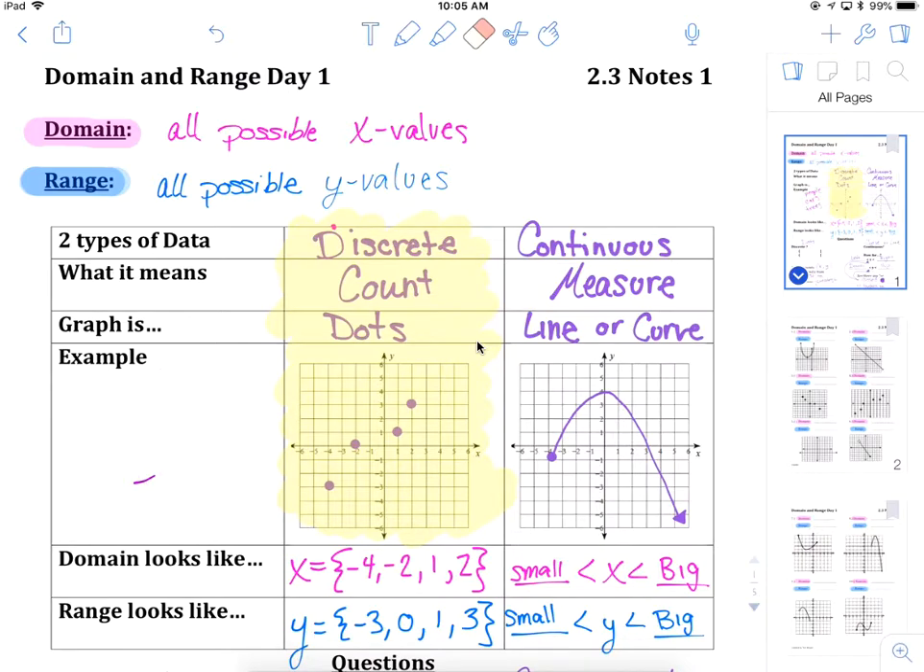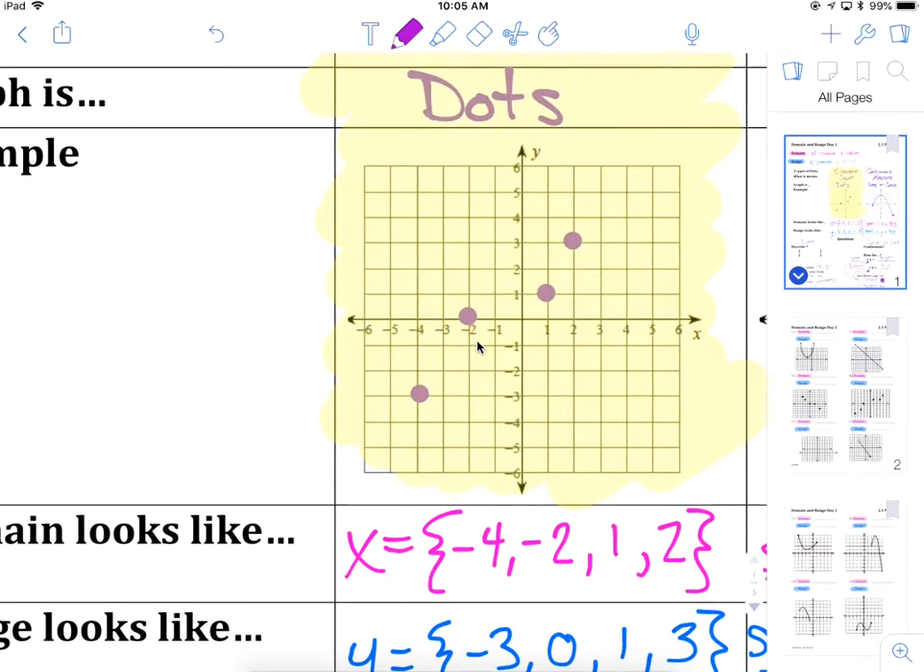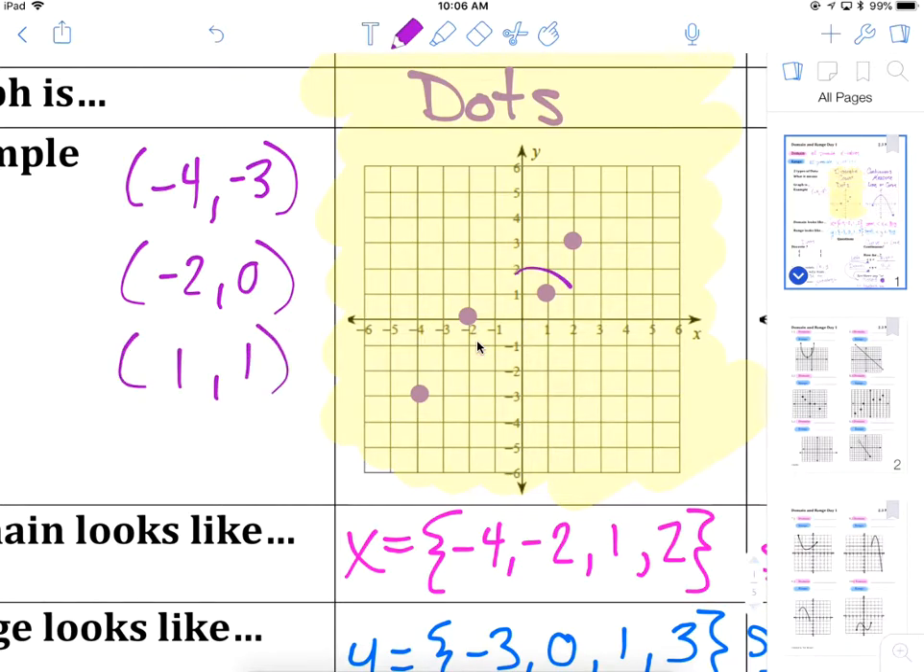When we look at a graph for discrete data, what we're going to be talking about is the dots on the graph. The dots cannot be connected. They need to be specific XY coordinates. So if I was looking at this problem and I was going to list you out the dots, I have -4, -3. That's my first point down here. I have -2, 0. That's this point. I have 1, 1. That's this guy. And then I have 2, 3.